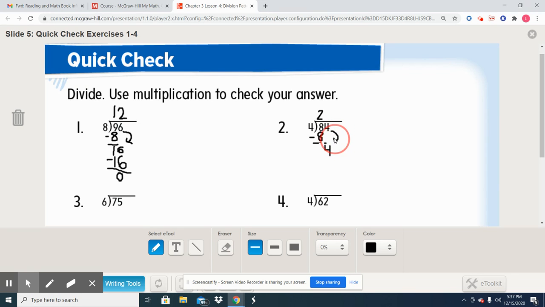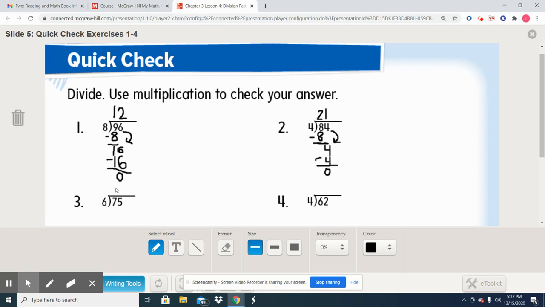So we brought our 4 down. How many times does 4 go into 4? 1 time. 4 times 1 is 4. So 4 minus 4 is 0. There is no remainder. Next, 75 divided by 6.